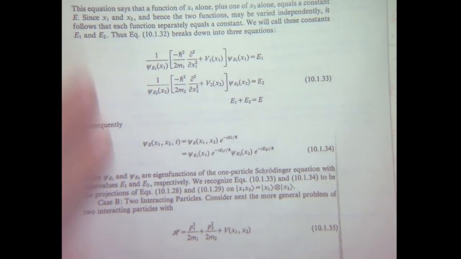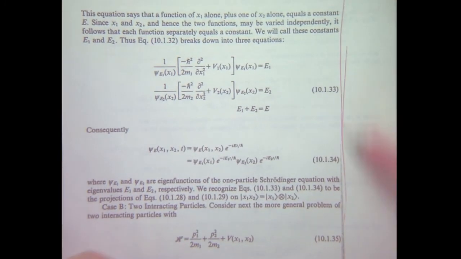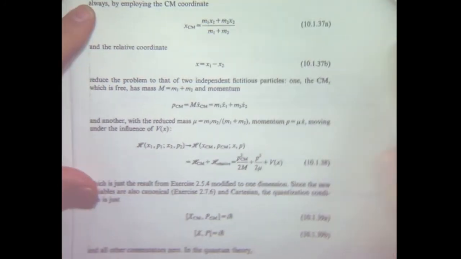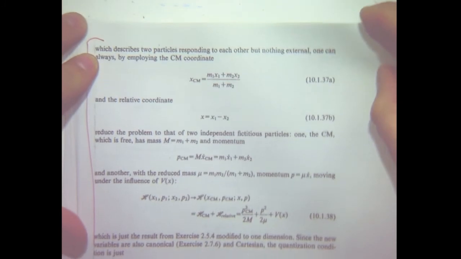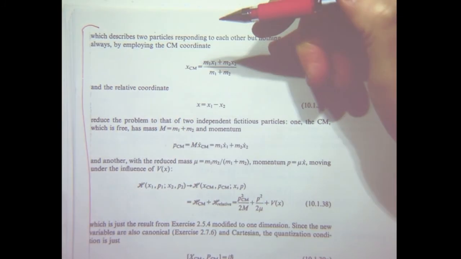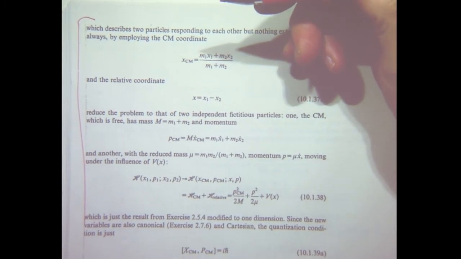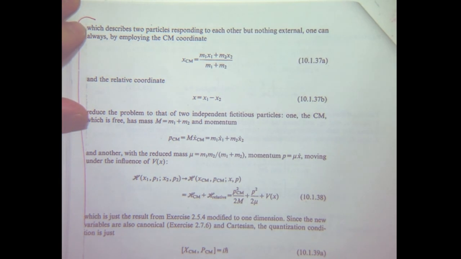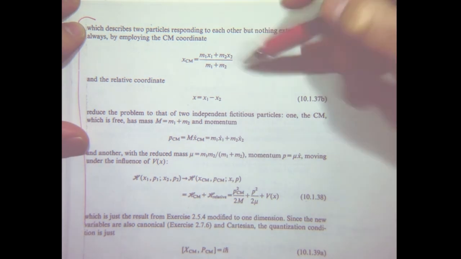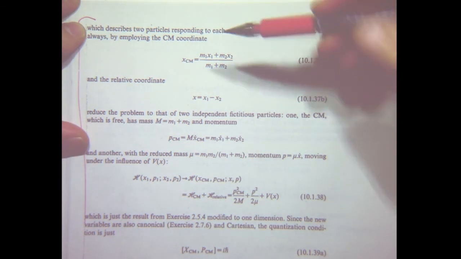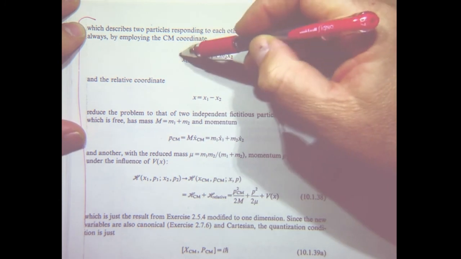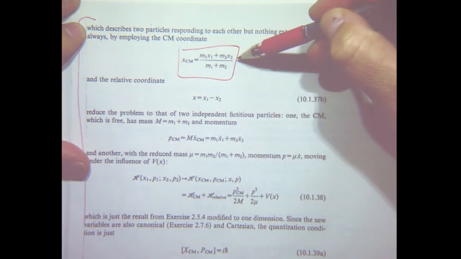So this is the separable case. You can just read this for yourself. Something that you need to know, and which is very useful later on, if you're going to do any sort of calculations with scattering in, say, particle physics, you're going to need the center of mass coordinates. So here is the center of mass coordinate, the definition.